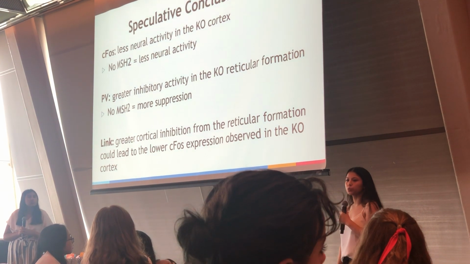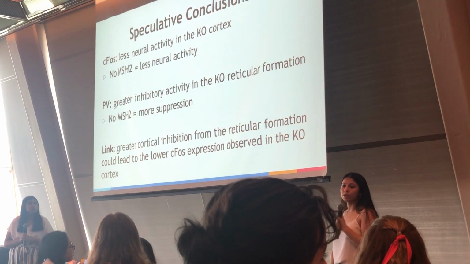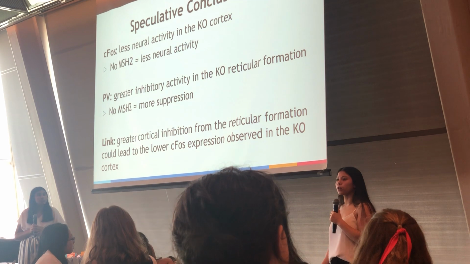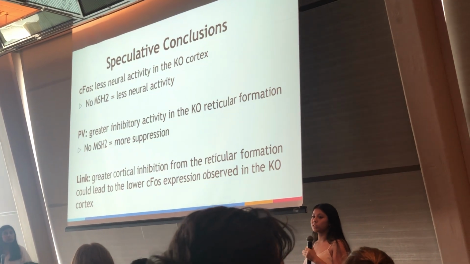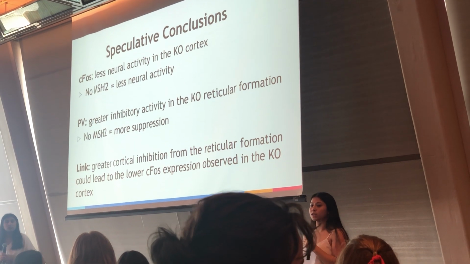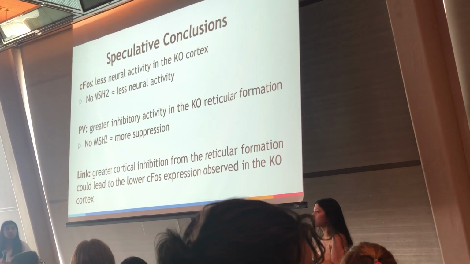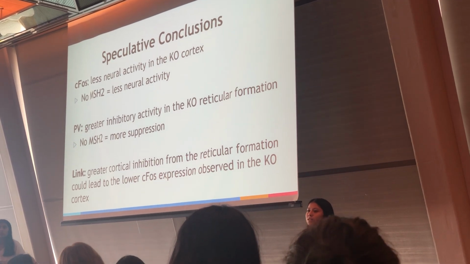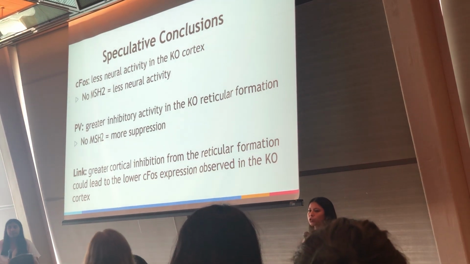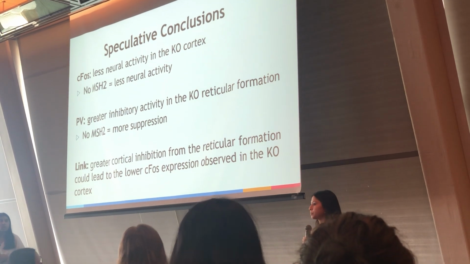So how can we link these two results together? The reticular formation's main function is to control cortical activity, meaning that if there's suppression in the reticular formation, there is going to be less neural activity in the cortex, which is exactly what we saw in our results. So this is still speculative due to the insignificant data, but it does give us a foundation and a baseline to look into for further research.